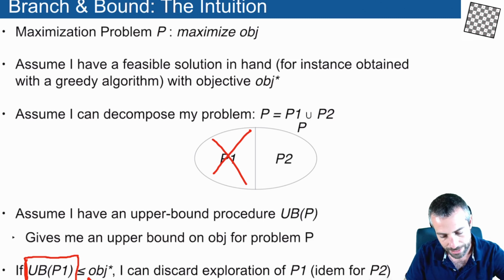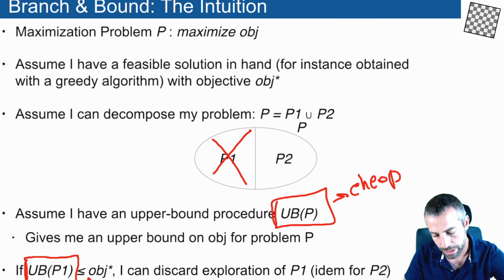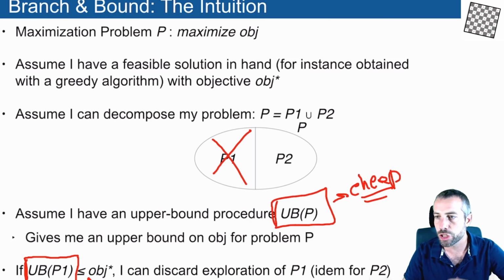Of course, what is interesting here is that the upper bounding procedure should be very cheap to compute. It should obviously be cheaper to compute than finding the best feasible solution in P1. We assume that it is cheap in terms of computation to obtain this upper bound. That's the idea of branch and bound, and in the next video I will show how we can instantiate this framework for the knapsack problem.